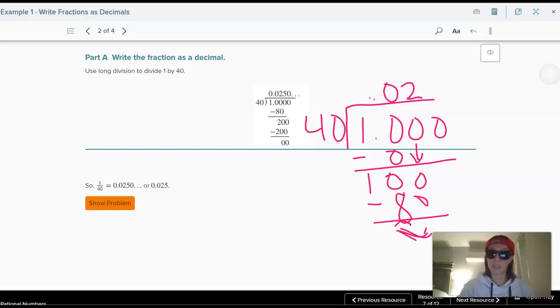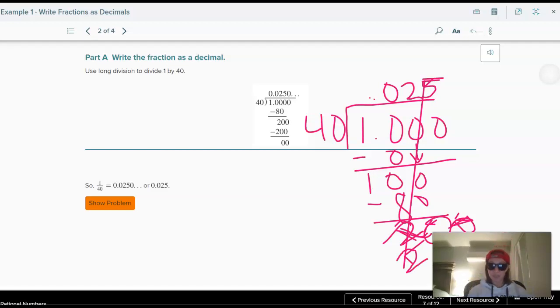What's happening here? Why is this not writing? Hopefully you guys can see this. Sorry, I don't know why I'm having such issues with my stylus. 100 minus 80 is 20. And 40 goes into 200 5 times. And when I multiply this, oh my goodness. This does not want to work for me today for some reason.